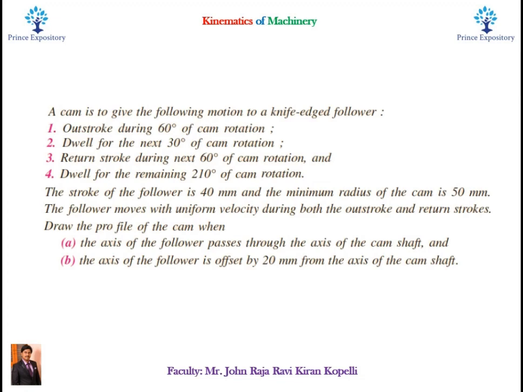The stroke of the follower is 40 mm and the minimum radius of the cam is 50 mm. The follower moves with uniform velocity during both the outstroke and return strokes. Draw the profile of the cam when the axis of the follower passes through the axis of the camshaft, and when the axis of the follower is offset by 20 mm from the axis of the camshaft.